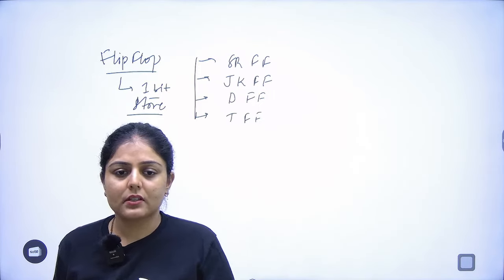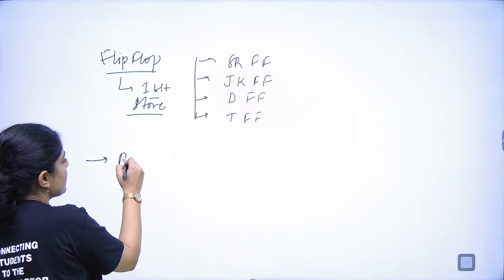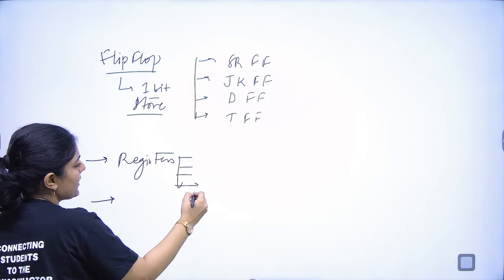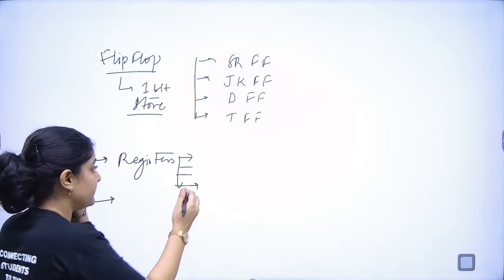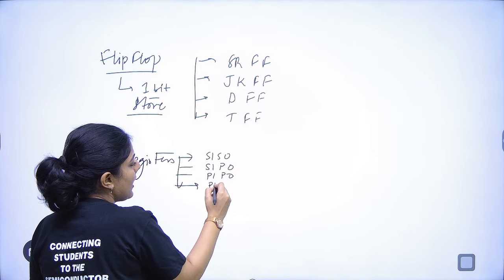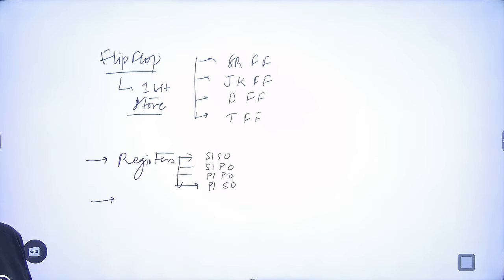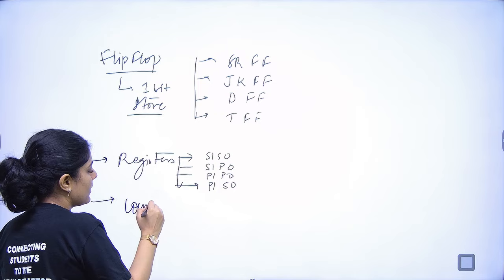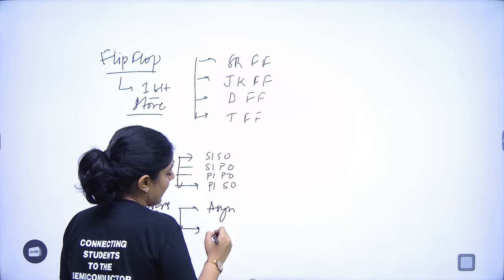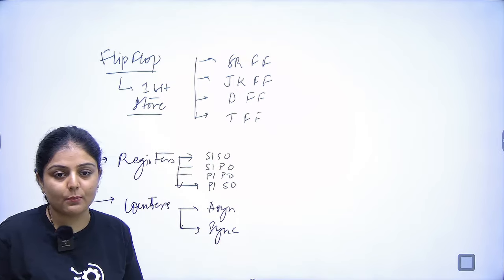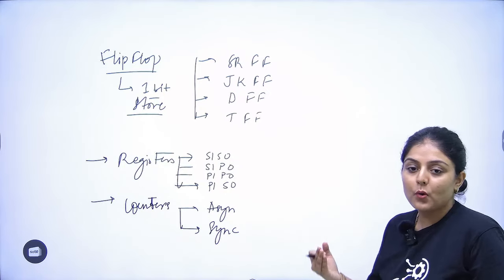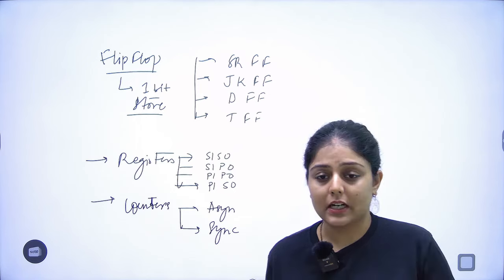In sequential circuits, we mainly talk about registers and counters. Registers are of four types: serial in serial out, serial in parallel out, parallel in parallel out, and parallel in serial out. Counters are mainly synchronous and asynchronous types. All the theory you can learn in theory classes. Now we will move on to the questions, which are very important to understand, right?